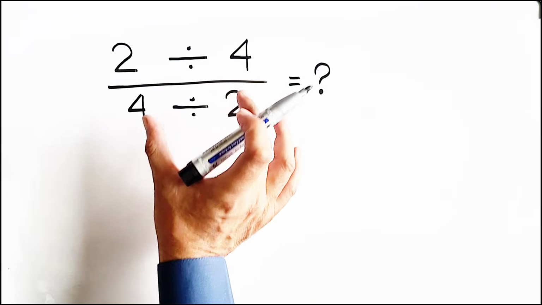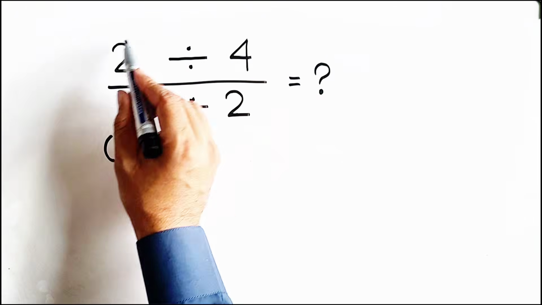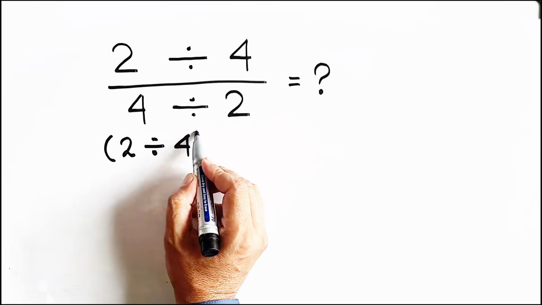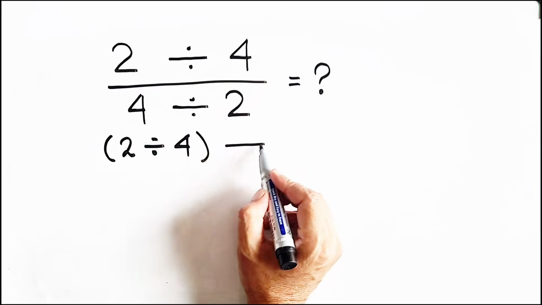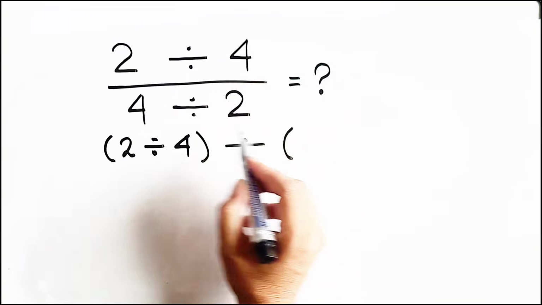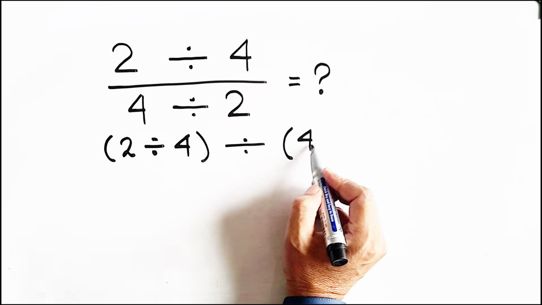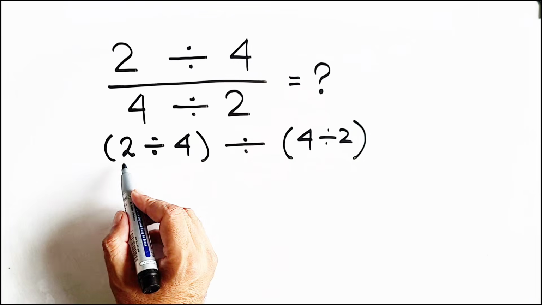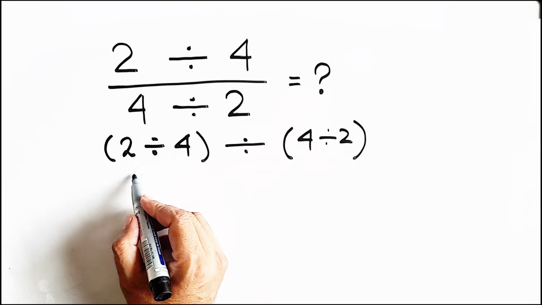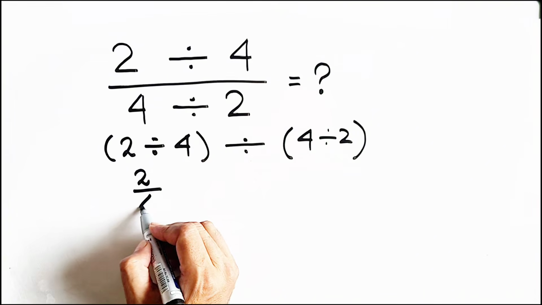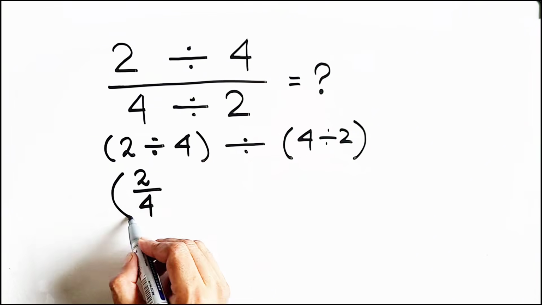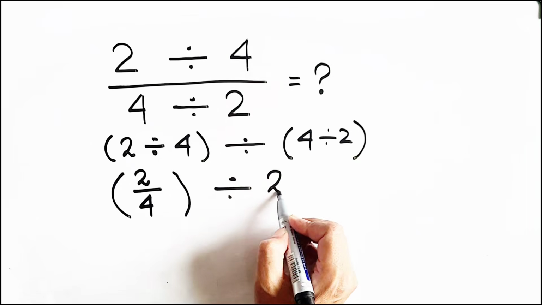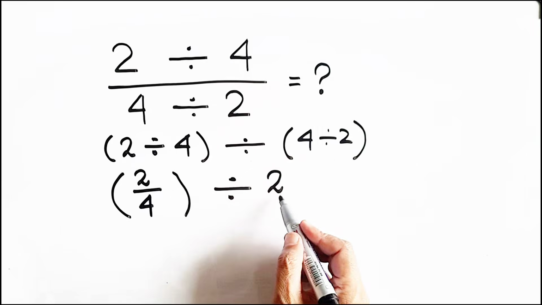And first of all, we have to make two parentheses. The first parenthesis has 2 divided by 4, and this fraction is converted into division, and it is 4 divided by 2. It is written in the second parenthesis. Here we have to apply KCF. 2 divided by 4 can be written in this way: divided by, it will become 2, because 4 divided by 2 gives us 2.